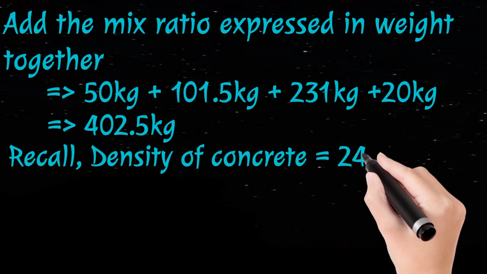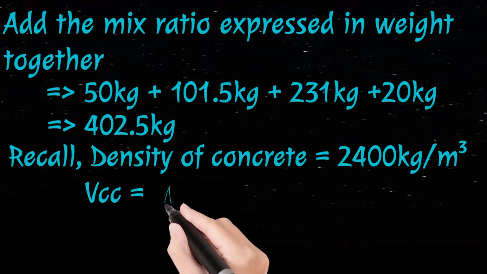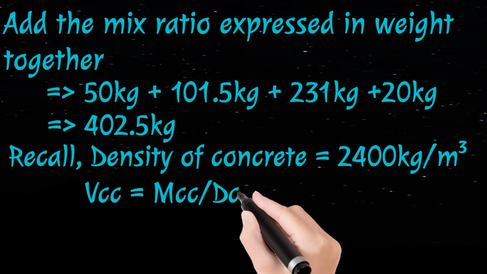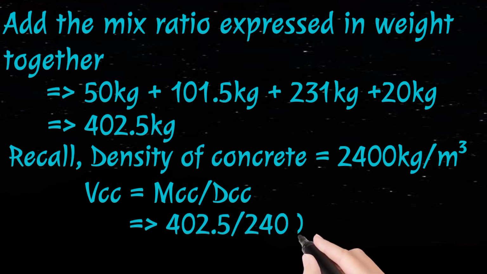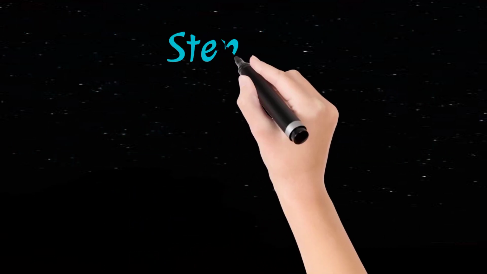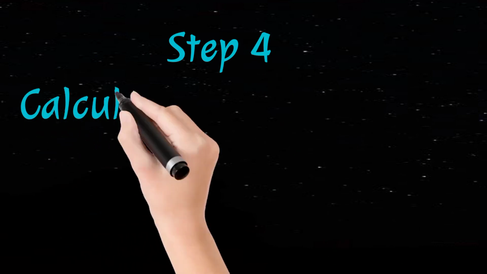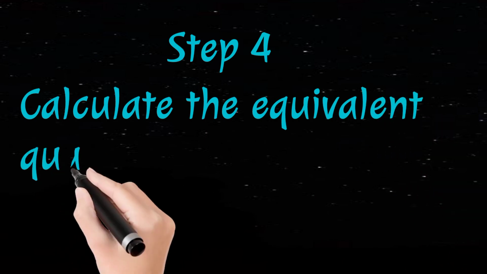Now we are going back to our basic physics, where we know density of a material is equal to mass of the material divided by the volume of the material. So now we know that density of concrete is 2,400 kg per meter cube. Using our basic formula for density, volume of concrete equals 402.5 divided by 2,400. So we have a value of 0.167. What this is saying is that this mix ratio that we converted from ratio to volume, from volume to weight, adding everything together, the volume quantity of concrete it is going to make is 0.167 cubic meter.